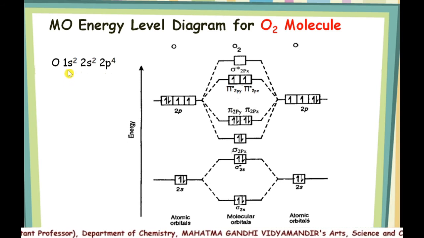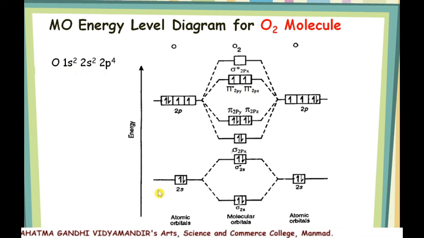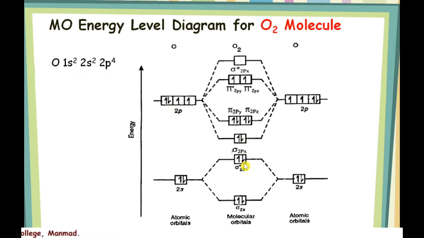While writing the molecular orbital electronic configuration of O2 molecule, for the 1s2 of each oxygen atom, a letter K is written. The remaining 12 electrons, 6 electrons from each oxygen atom, occupy the molecular orbitals by following Aufbau principle and Hund's rule of maximum spin multiplicity. This diagram shows the molecular orbital energy level diagram for O2 molecule.